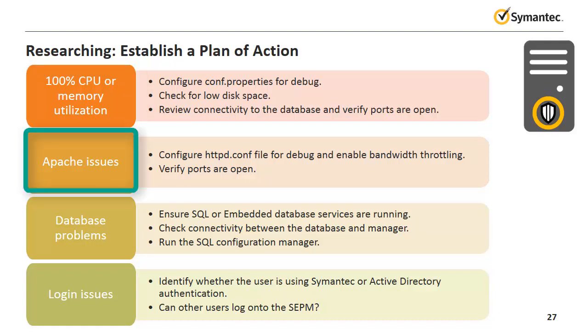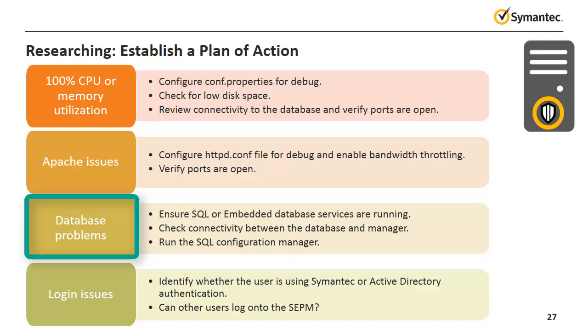When troubleshooting Apache issues, enable debugging. If the management server hosts other Tomcat-based applications, check to see if Tomcat works for the other applications. Also verify that ports are open. When troubleshooting database problems, ensure SQL or embedded database services are running. Check connectivity between the database and the server. If the SEPM is on SQL, run the SQL Configuration Manager.